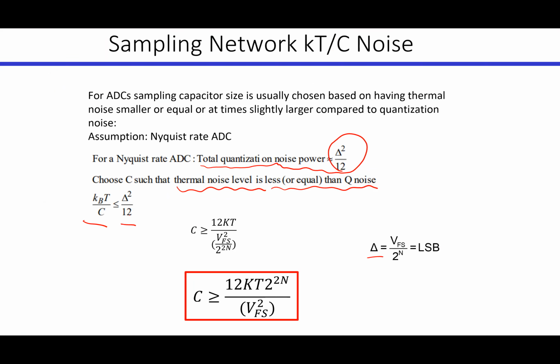So I want to select a value of a capacitor that guarantees that my thermal noise is less than my quantization noise. Now the thermal noise is KT over C. Quantization noise is delta square over 12. So I just do the rearrangement here. I take C on one side and rearrange, so you will get that C should be greater than 12 times KT times 2 to power 2n, divided by V full scale square. Here we just opened this, coming from the delta square.